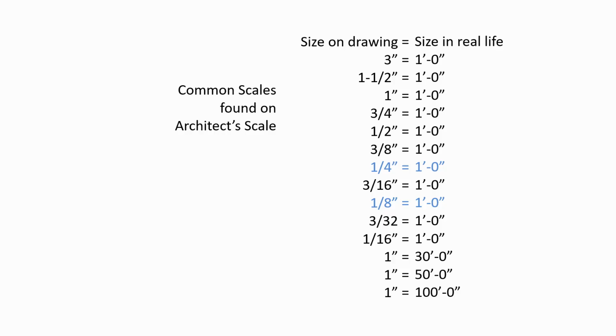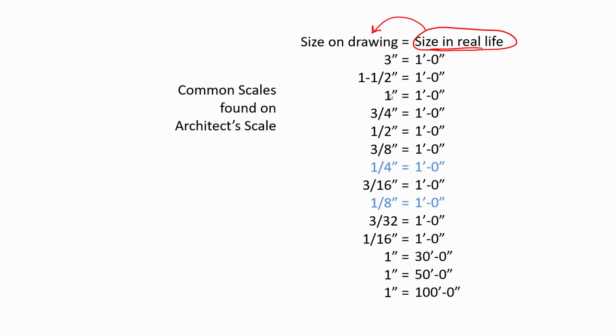That would require a really big piece of paper. So what we do is we take the size of something in real life and we equate that to how big it's going to be on the drawing. And typically we use 1 foot in real life, and we say, okay, if something is 1 foot in real life, then when I draw it on my drawing, I'll make it 1 inch. And likewise, if something is 2 feet in real life, on my drawing, it will also be 2 inches.